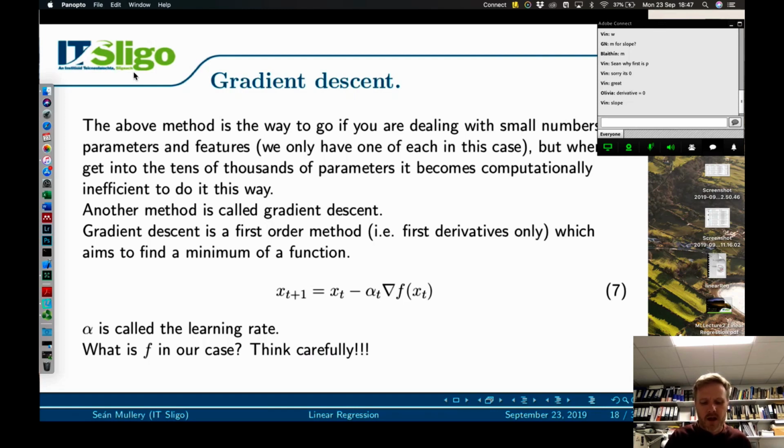So another method is called gradient descent. Gradient descent is a first order method in that it uses first order derivatives. There are other ones that use second order derivatives, Newton methods, where they're looking for zero crossings. We're not going to mention those at the moment. But this is a first order method, uses first derivatives, and it aims to find a minimum of the function.